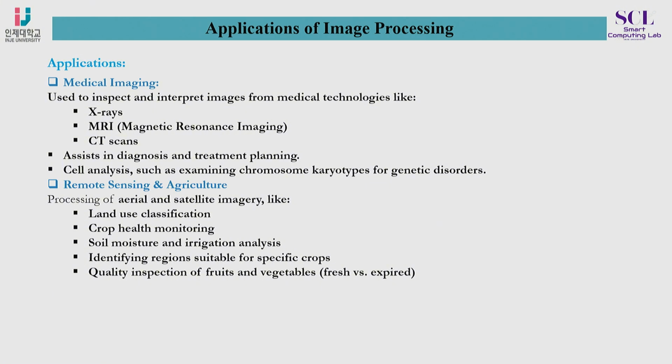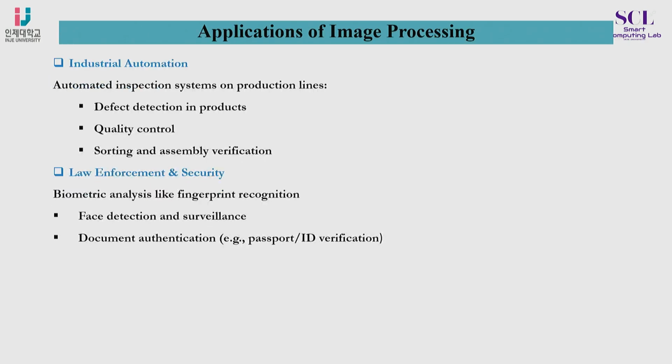Image processing applications, beyond medical imaging, we can use for remote sensing, agriculture, industrial automation, and law enforcement and security. So these are the different applications of image processing.